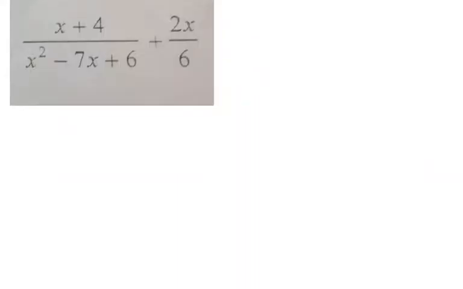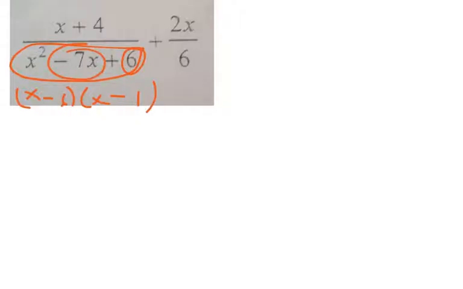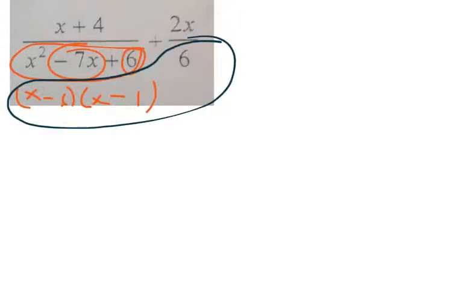Okay, let's do one more. Here we go. What's the first thing I'm going to do? That's right, I'm going to factor that, right? That's x times x. 6 times 1 is 6. Negative 6, negative 1 is negative 7. My common denominator, I should say, is 6 times x minus 6, x minus 1.